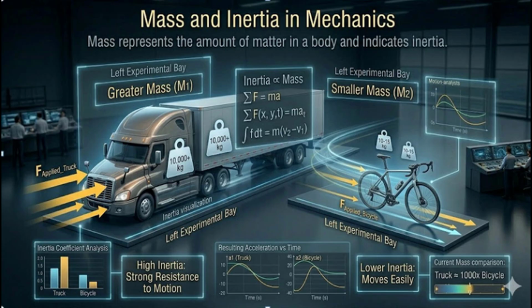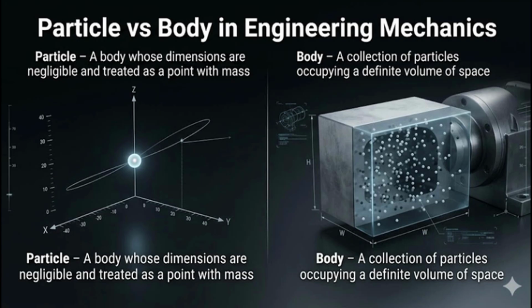Mass represents the amount of matter in a body and also indicates inertia, which is the resistance of a body to changes in motion. For example, a truck requires more force to start moving than a bicycle because it has greater mass and inertia. In mechanics, sometimes we simplify objects to make analysis easier.